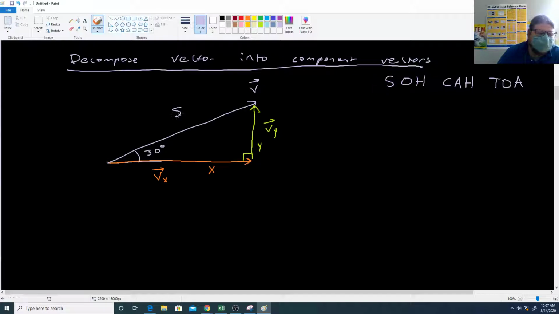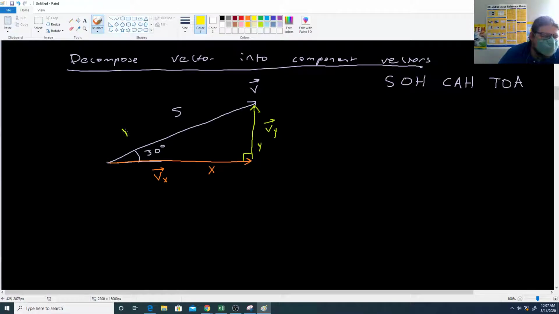So we know we got a 5 here, we know we got a 30 degrees here, and what we need to do is basically figure out our x component and our y component. So I'm going to label all the sides of this thing. I'm going to use a different color to label sides. I guess we'll use yellow.